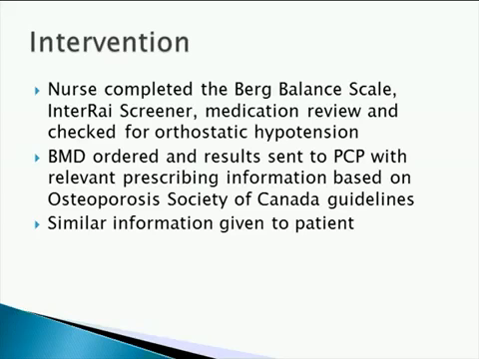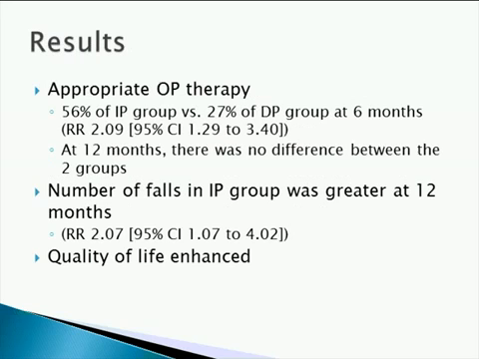So they were automatically ordered on patients who were at high risk, and then the results were sent to the primary care physician with relevant prescribing information based on the national guidelines. So they got not just the results of the BMD, but how to interpret it and how to individualize the evidence to that particular patient. And then similarly, the same information was given to the patient so that they had a copy of it and they could discuss it with their primary care clinician. It was very much about trying to map out the intervention to the barriers that we identified.